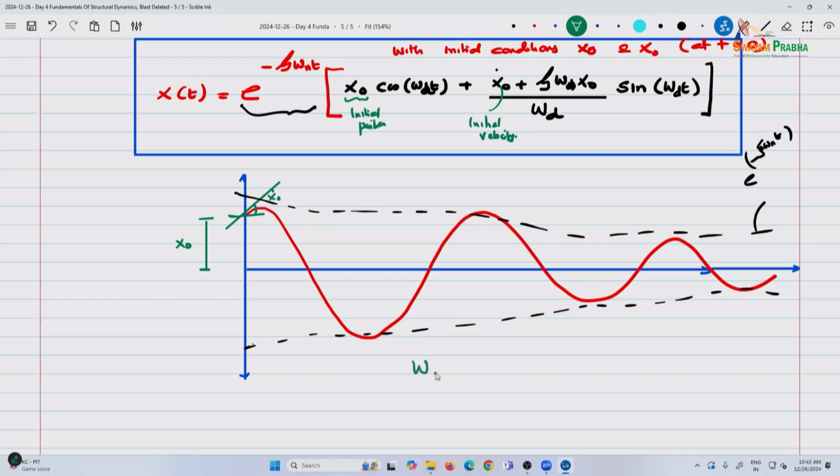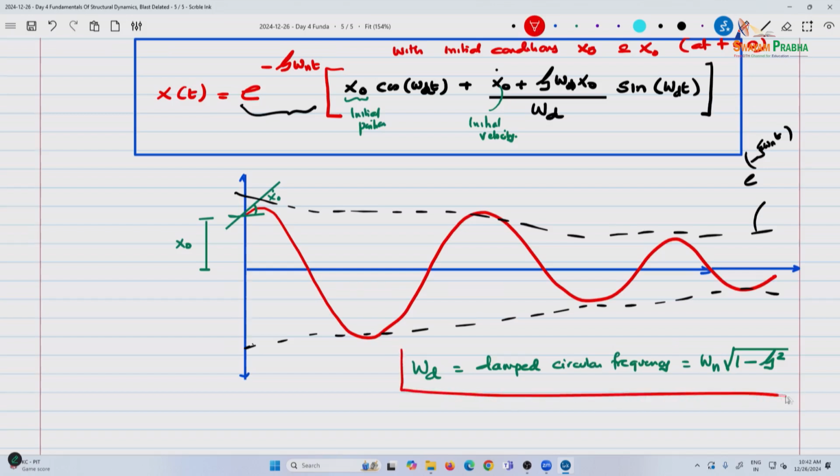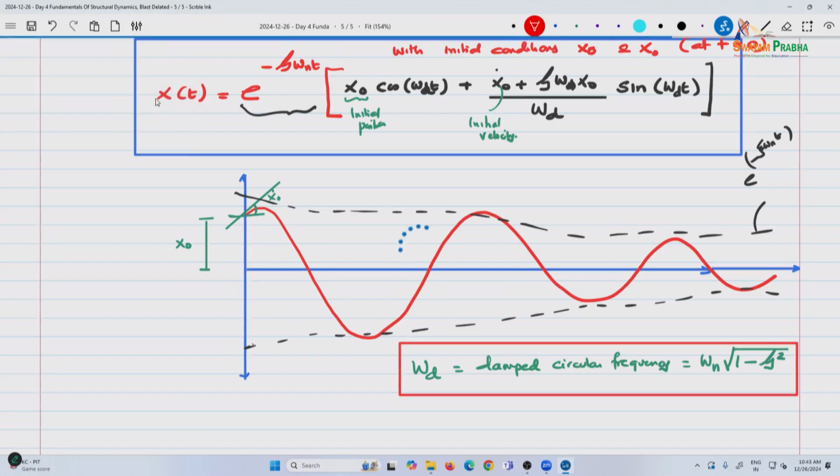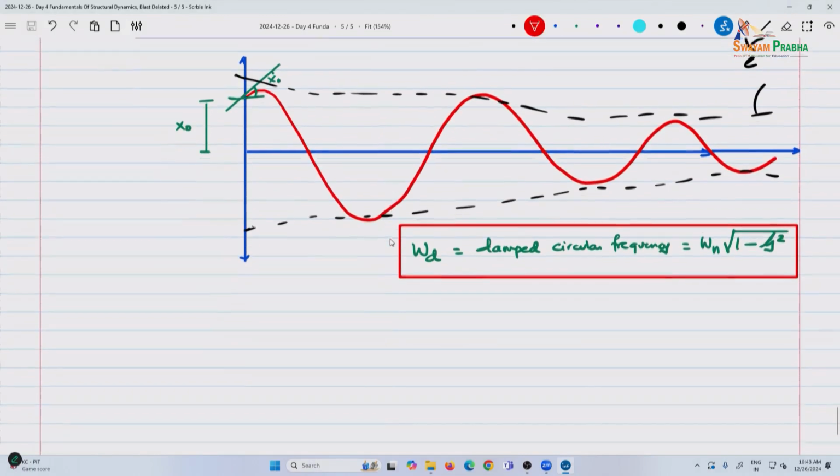And omega d, this is the damped circular frequency. And the damped circular frequency is given as omega n multiplied by the square root of one minus xi squared, the viscous damping factor. Again, while BLAST does not account for all this, these questions keep coming up frequently, especially when you start using programs. What do I put there? And hopefully this will help you understand what needs to be put.